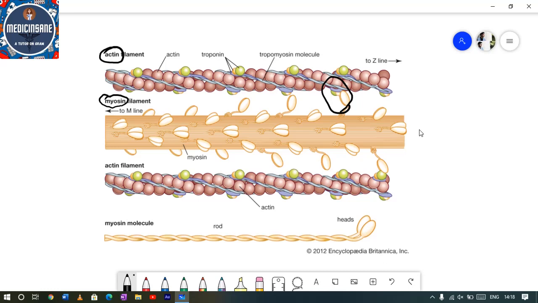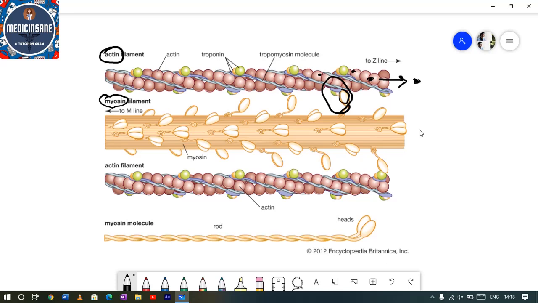So for this cross bridge formation, actin has some particular active sites. Actin filaments, you can see this purple beaded active actin filaments, they have some particular active sites present on them, right? Like this. Now, this is the active site to which the myosin filament or the myosin head is going to bind.